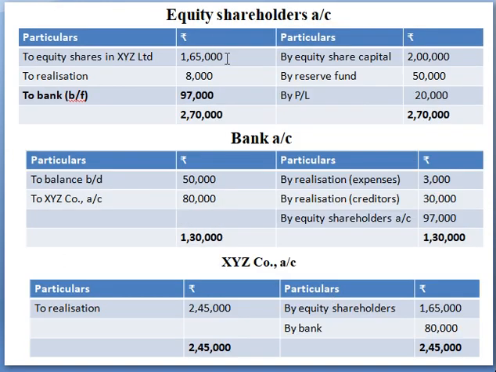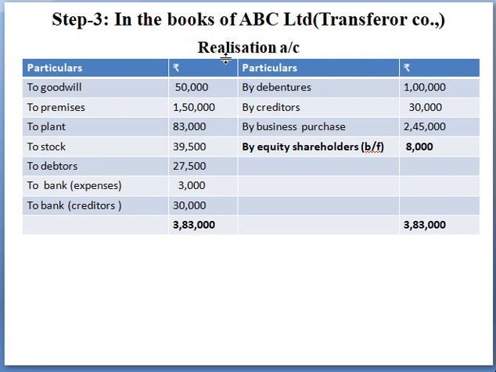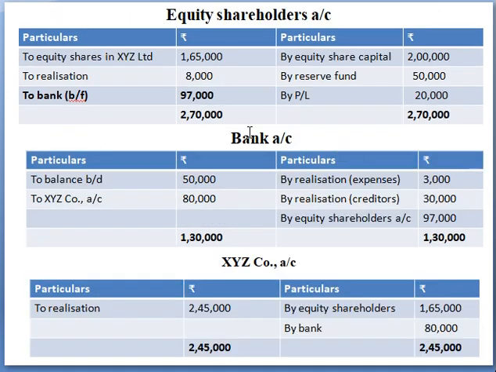Now enter here 1,65,000, and already in the realization account we credited equity shareholders, so this is the credit item. For this, we have to give the opposite debit entry in equity shareholders account. So give the debit entry. So to realization account 8,000. Now close the ledger. So you will get the balancing figure in your debit side. So transfer to bank account.